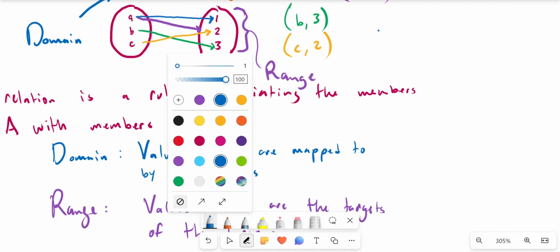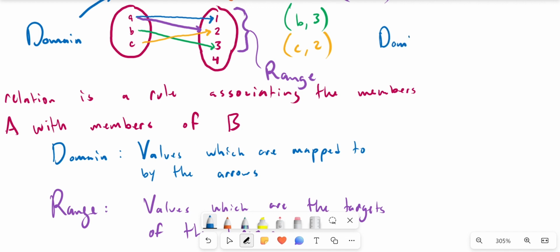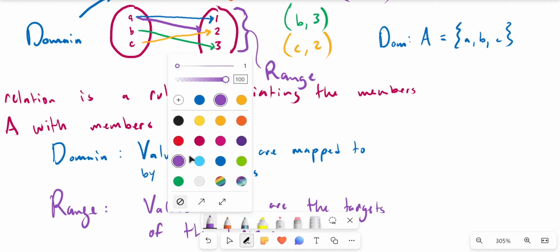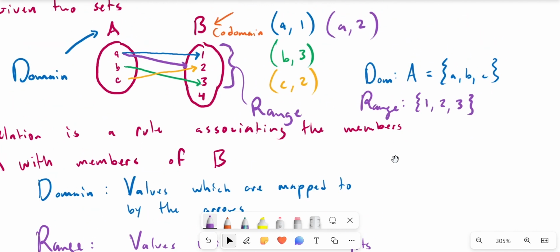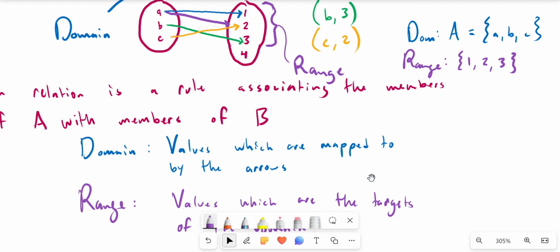So just to give a concrete example, right? The domain of this relation that we've specified was A, that is to say the set A, B, C. And the range, on the other hand, are only the values that get hit. So the values that are assigned to the values in A. And so that's just the set 1, 2, 3. We don't include the 4, even if it was there. So domain are the values that get used, range are the values that get hit.